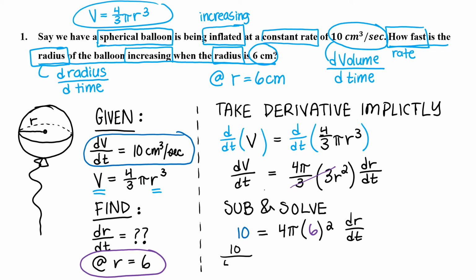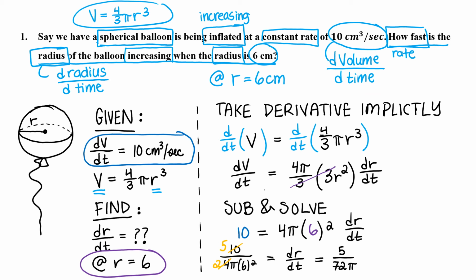So we have 10 over 4 pi times 6 squared is equal to our dr/dt. And then this will simplify a little bit. Notice how I didn't square 6 and multiply it by 4 right away. Sometimes these problems are a little bit easier if you wait until the division step to simplify things. So 10 and 4 have a common factor of 2. So we have 5 over 2 pi times 6 squared, which gives us 5 over 2 times 36, which is 72 pi.